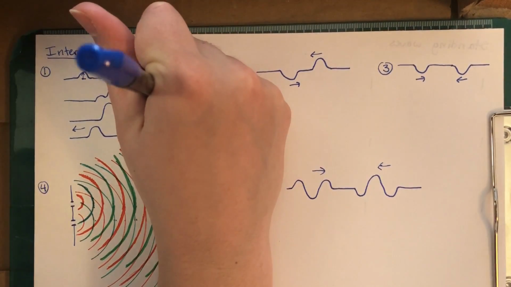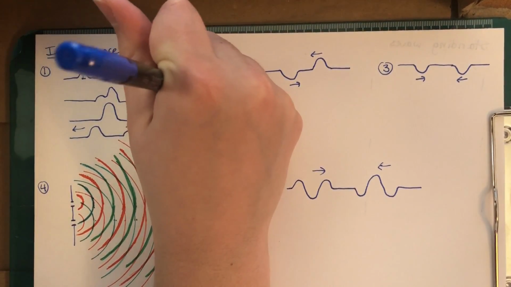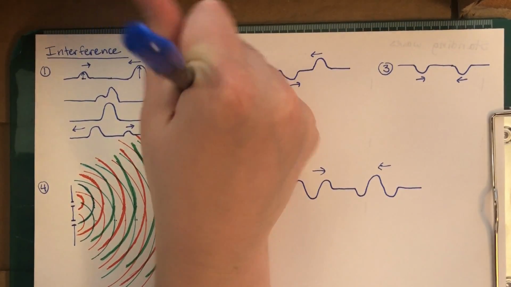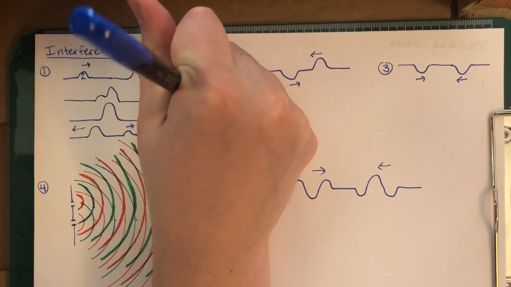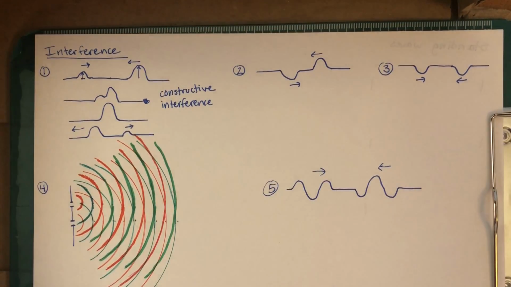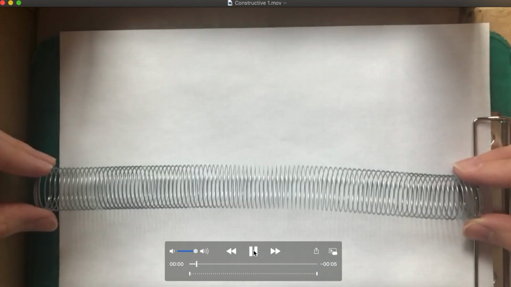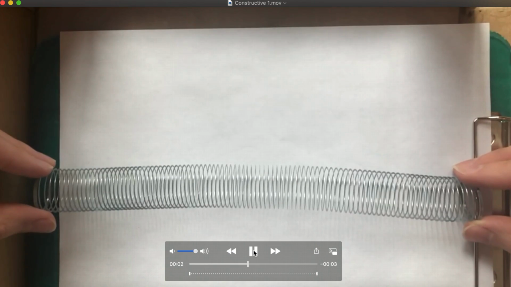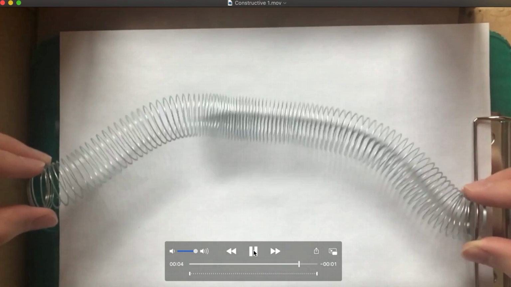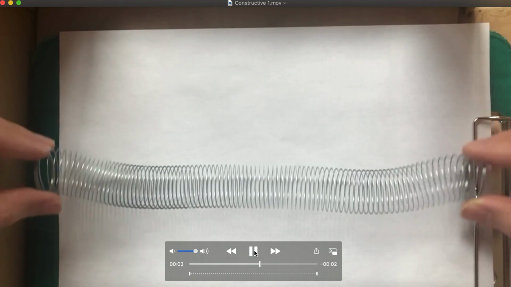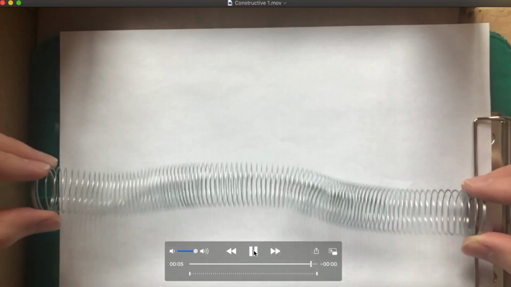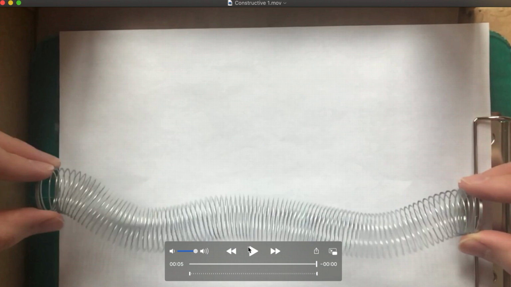And we call this constructive interference, because we're kind of constructing a bigger wave than we had to start with. So I take both ends of the slinky and raise them up, and then we see that in the middle there, we get a higher peak than either of the two parts that went into it.